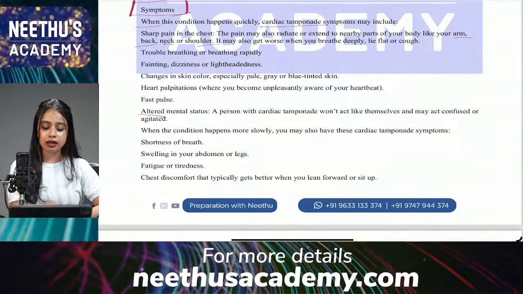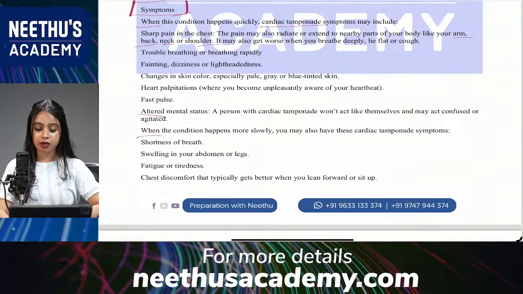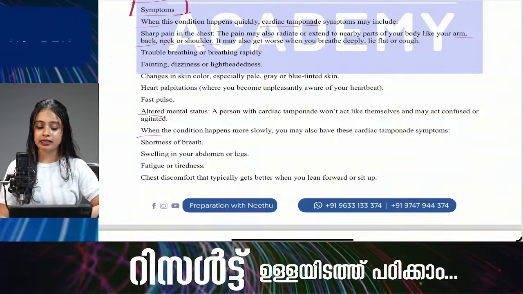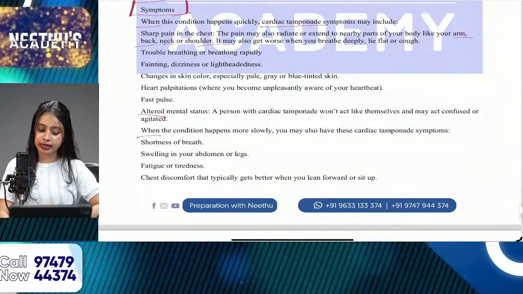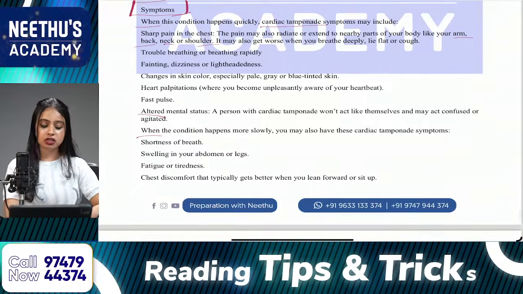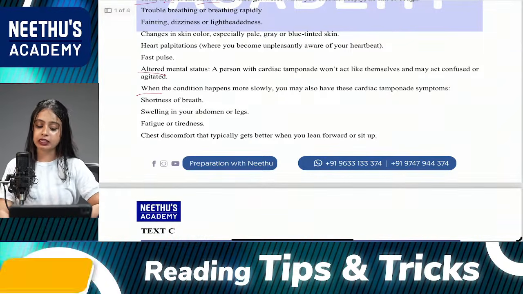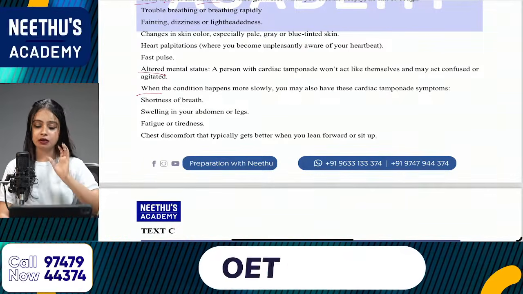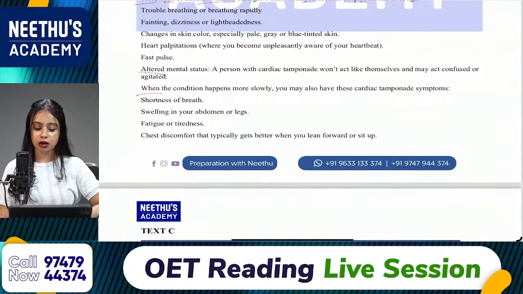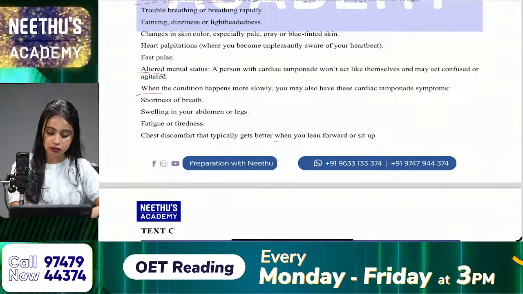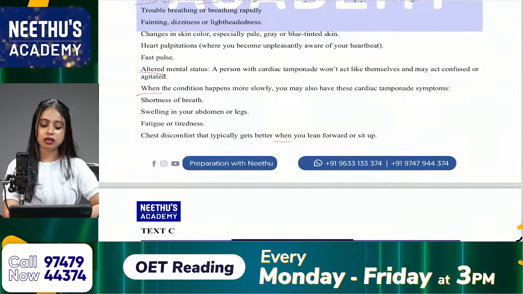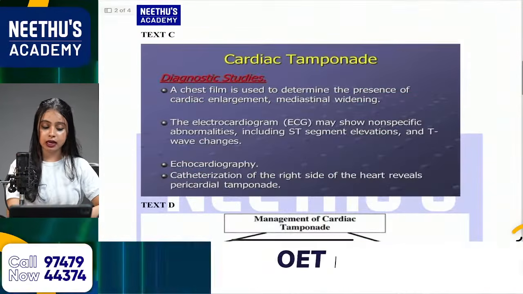Then when the condition happens more slowly, you may also have these cardiac tamponade symptoms: shortness of breath, swelling in your abdomen or legs, fatigue or tiredness, chest discomfort that typically gets better when you lean forward or sit up. Okay, so these are my keywords again from text B. Okay, so now we are moving to text C.